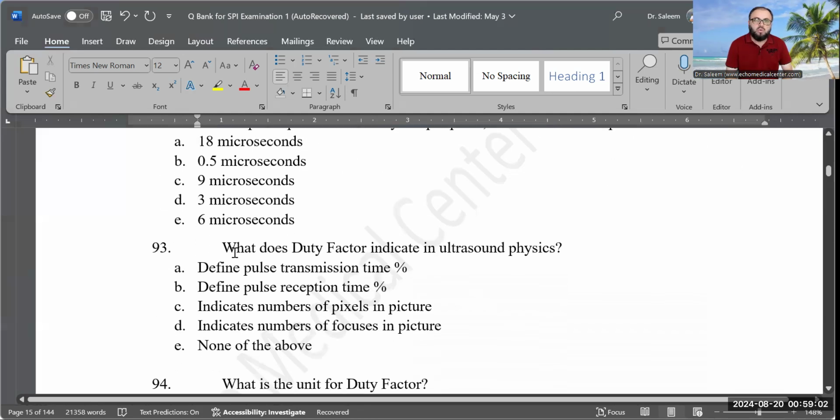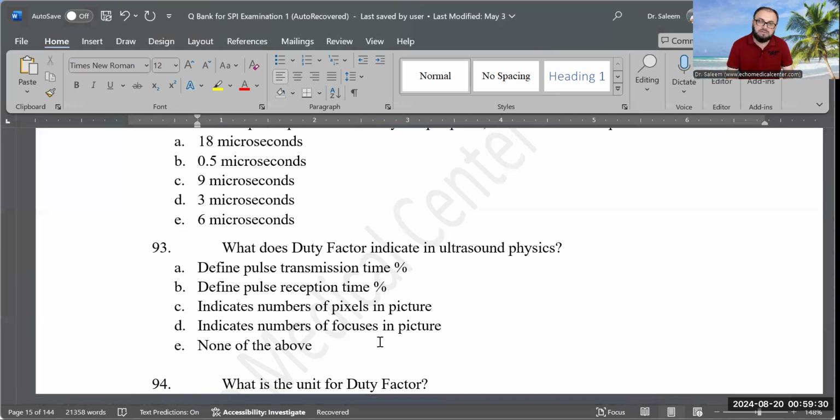Now, what does duty factor indicate in ultrasound physics? It means, what is the definition of duty factor? It defines the pulse transmission time percentage. It defines pulse reception time in a percentage. It indicates the number of pixels in a picture. It indicates the number of focuses in a picture, or none of the above. What do you think? Which one is the correct one? What is a duty factor? Exactly, you're right.